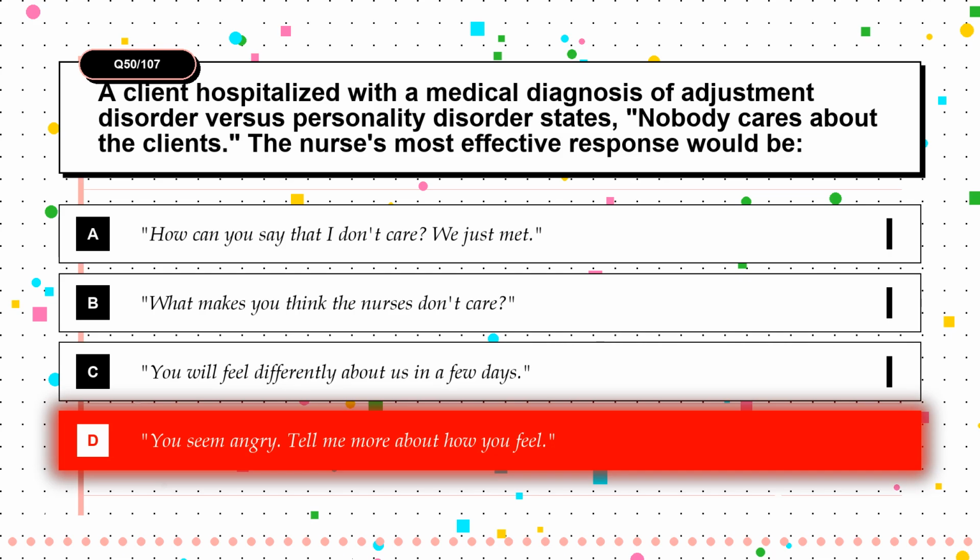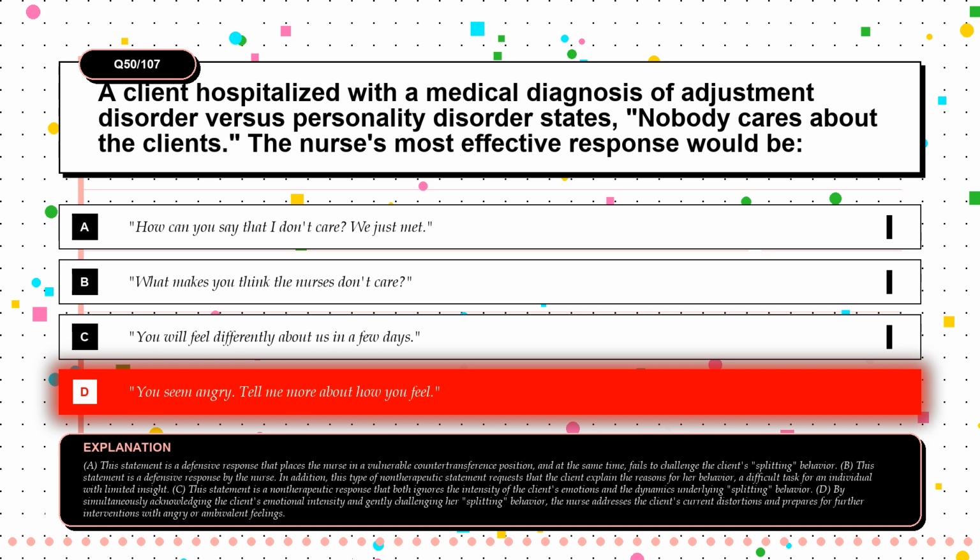The correct answer is option D, you seem angry. Tell me more about how you feel. A. This statement is a defensive response that places the nurse in a vulnerable countertransference position and at the same time fails to challenge the client's splitting behavior. B. This statement is a defensive response by the nurse. In addition, this type of non-therapeutic statement requests that the client explain the reasons for her behavior, a difficult task for an individual with limited insight.